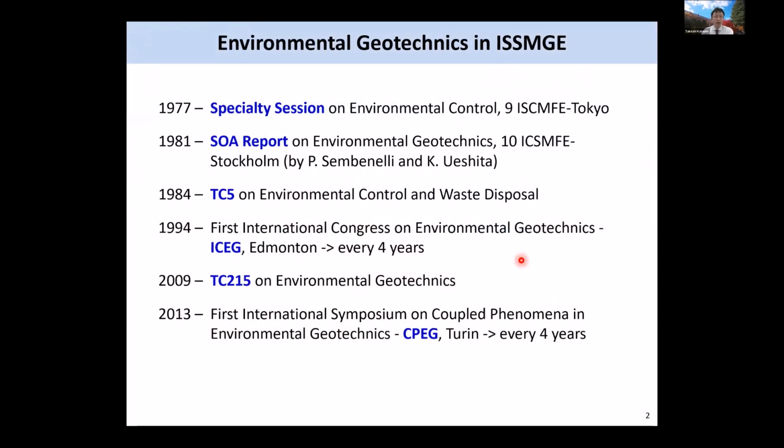I have prepared one slide showing a brief history of the activities regarding environmental geotechnics and the ISSMGE. Although there were several researches and engineering achievements before this year, I started this list with this year, 1977, because the first technical session dedicated to environmental geotechnics was organized at the international conference at Tokyo.